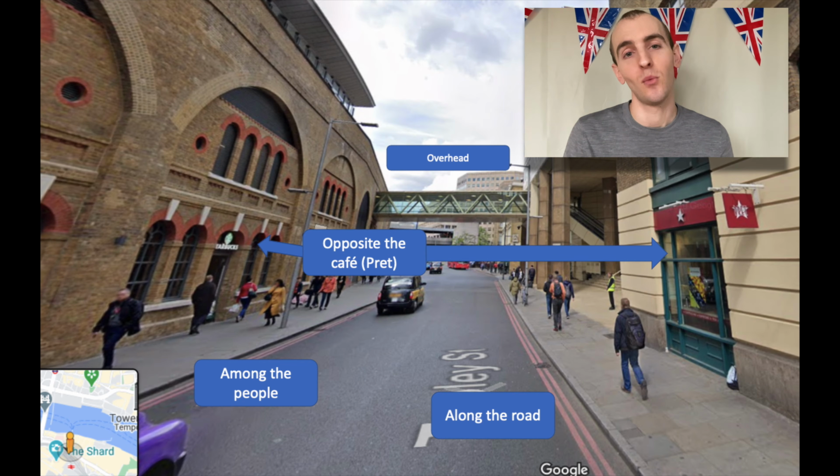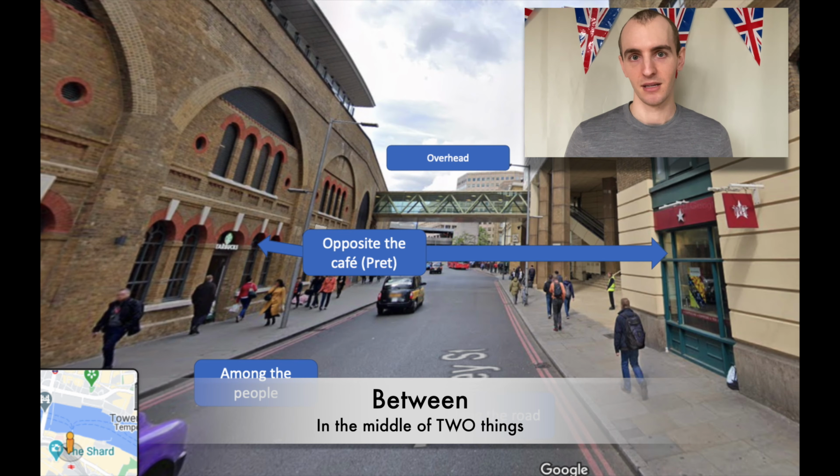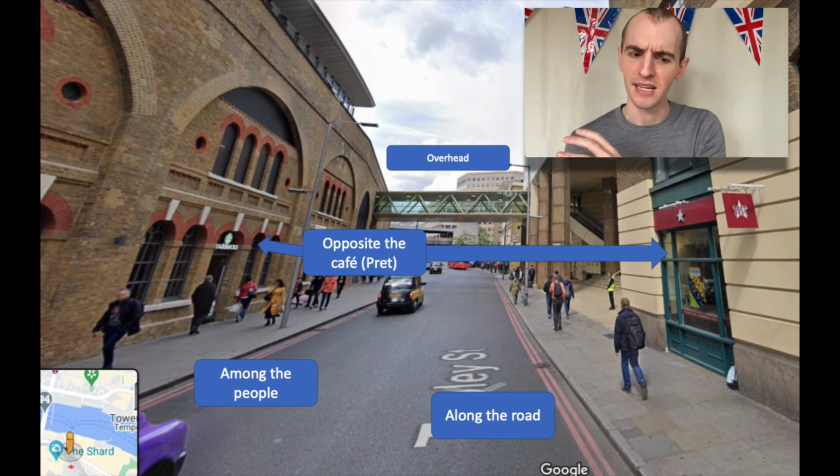The final one I want to talk about today is among the people. Among the people. Now, do you know the difference between among and between? Between is usually used for two things. So between the UK and Turkey is Germany. So it's between two things. In this picture, between the cafe and the man is a bag on the floor for some reason.